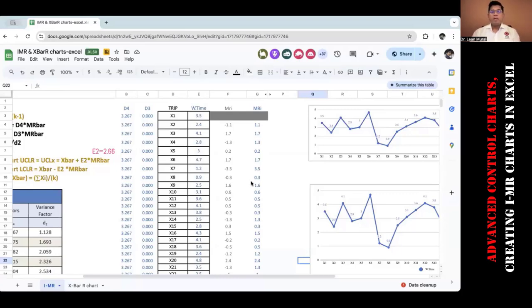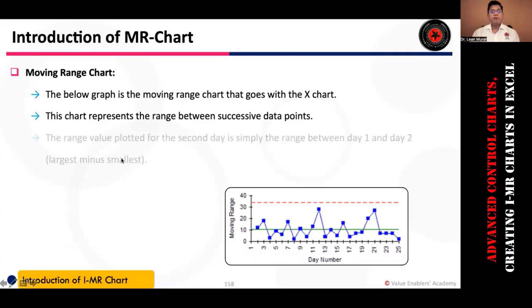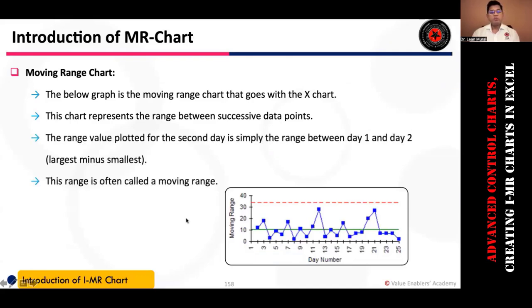Okay. Now that you have done this, let me take your attention back here. This is the moving range, and that is what is plotted here. This chart represents the range between successive data points. The range value plotted for the second day is simply the range between day 1 and day 2. And then the range is often called a moving range. So this range is 105 minus 93, something like this, 12.